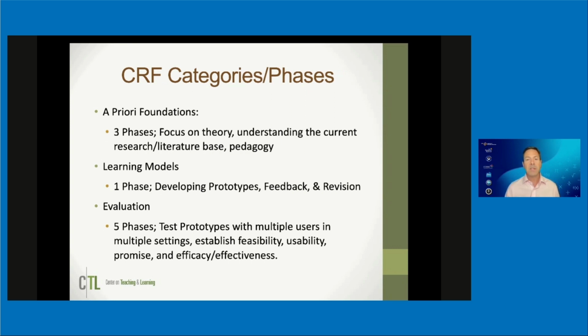And again, the initial phases of this are really focusing on taking those prototypes and testing them out with multiple users in multiple settings. So you're really thinking about the feasibility and the usability of the intervention that you're developing, making sure that it's usable in school settings by instructional assistants and teachers, rather than something that's developed in a laboratory and only used by participants in the laboratory. Next is establishing the promise of that intervention to improve student outcomes. And once you've established feasibility, usability, and potential promise, then you move on to much more formal testing, which is efficacy and effectiveness.